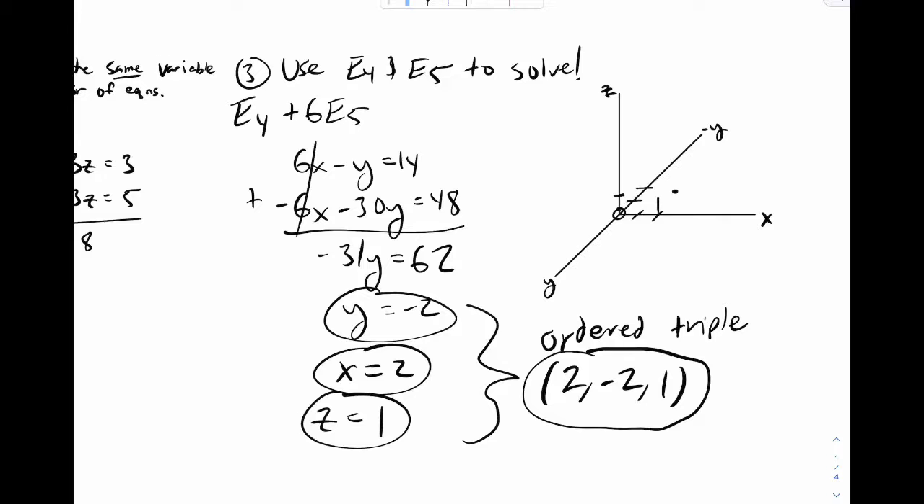So you imagine a 3D box occurring now. This is 1 unit up, like so. And our point would be right here. This would be 2, negative 2, comma 1.